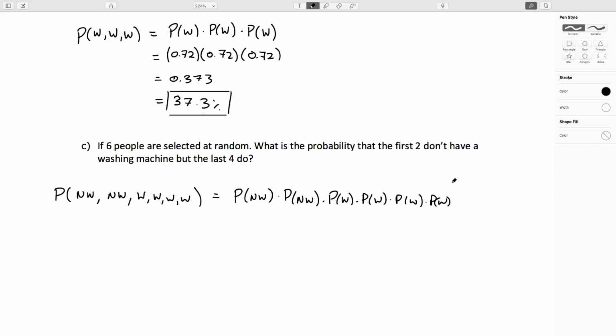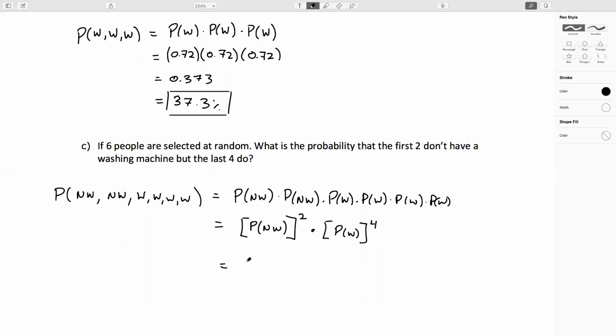And now I'm getting kind of tired of writing out 6 things, so I'm just going to join my like terms. The first 2 are both probability of no washing machine, so this is the probability of no washing machine, but it's going to be squared. And then the 4 of them at the end have a washing machine, so that's going to be the probability of having a washing machine to the power of 4.